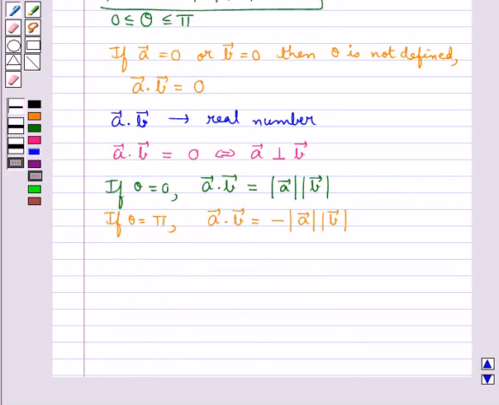And if i cap, j cap, k cap are mutually perpendicular unit vectors, then we have i cap dot i cap is equal to j cap dot j cap is equal to k cap dot k cap is equal to 1, and i cap dot j cap is equal to j cap dot k cap is equal to k cap dot i cap is equal to 0.